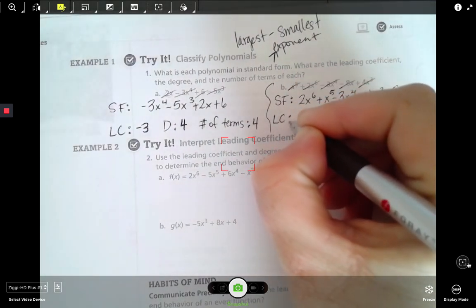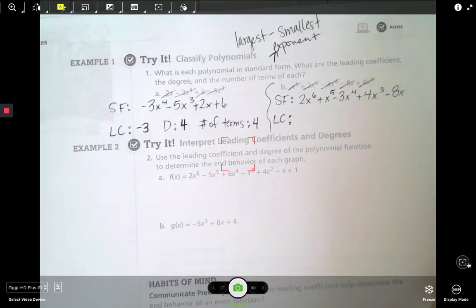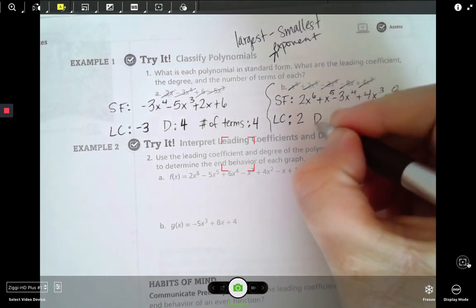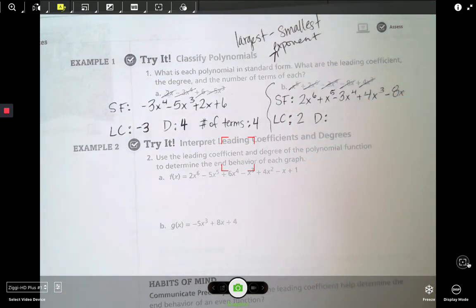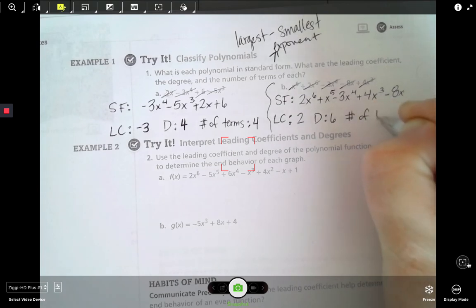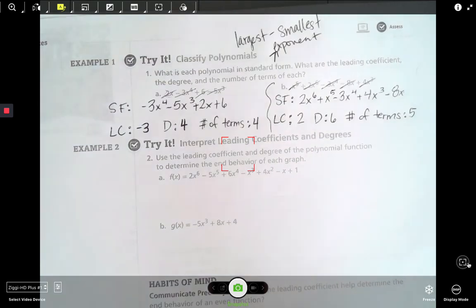What is my leading coefficient? What's the first number in front? A 2. My degree is your largest exponent. My largest exponent for this polynomial is 6. And number of terms. 1, 2, 3, 4, 5. Yep, 5.